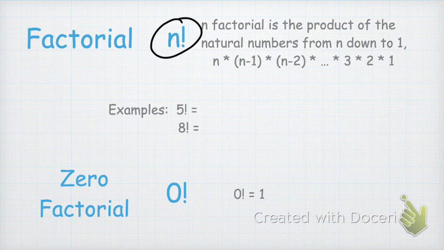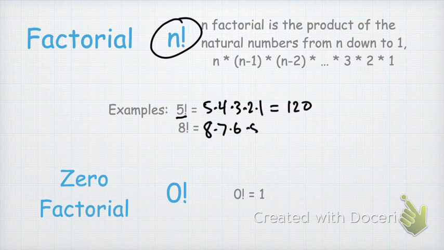And so if you ever see a number with an exclamation point directly behind it, it's indicating that exact thing, where you start with that number and you multiply all the way down. So we say 5 factorial, and what's meant is 5 times 4 times 3 times 2 times 1, which is 120. And so 8 factorial would mean 8 times 7 times 6 times 5 times 4 times 3 times 2 times 1. That's a lot bigger.